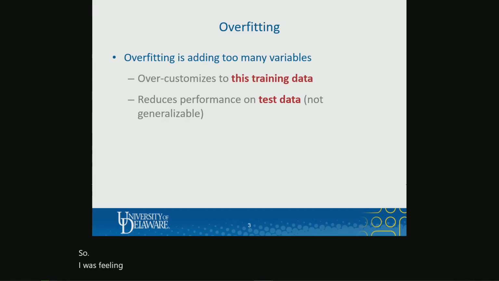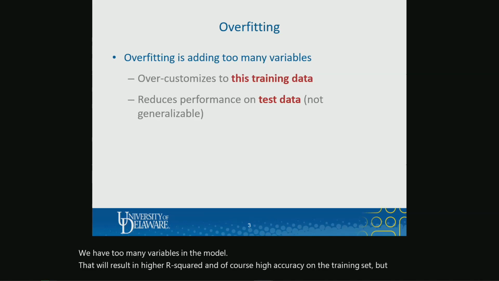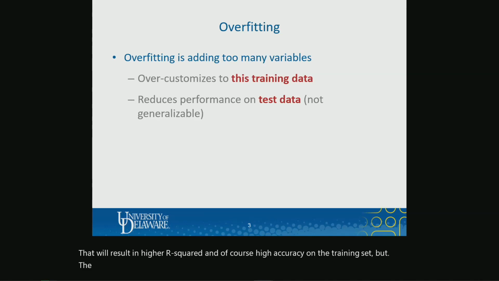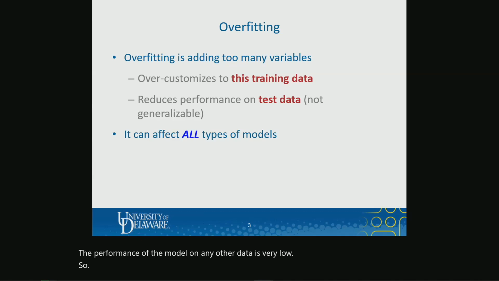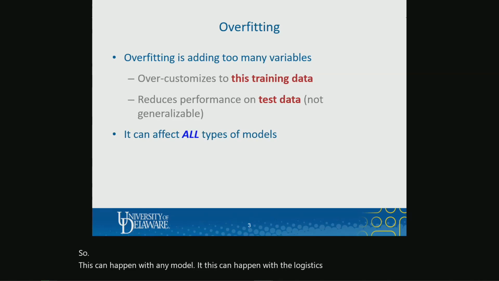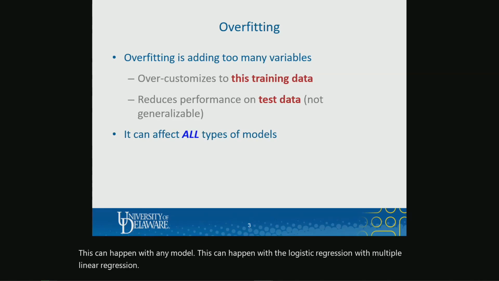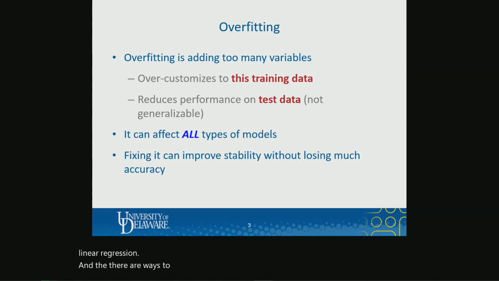So overfitting happens when we have too many variables in the model that will result in high R squared and, of course, high accuracy on the training set, but the performance of the model on any other data is very low. So this can happen with any model. This can happen with the logistic regression, with multiple linear regression, and there are ways to avoid it.